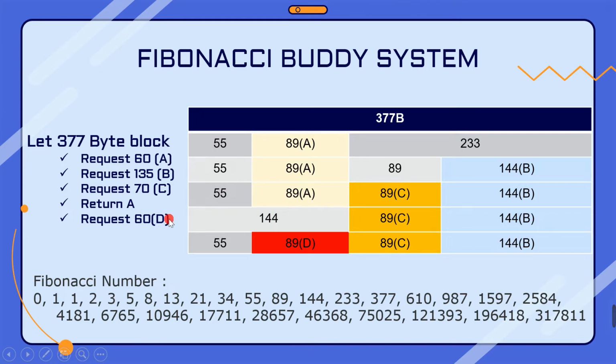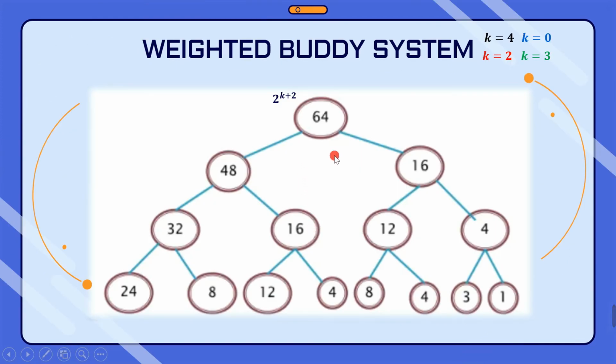Okay, next request D, that means 60. So from 144 we can split into 89 and 55, so we just allocate here. So for the weighted buddy system, it uses a certain formula.